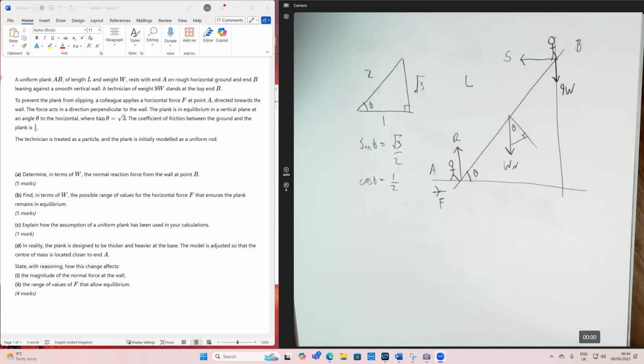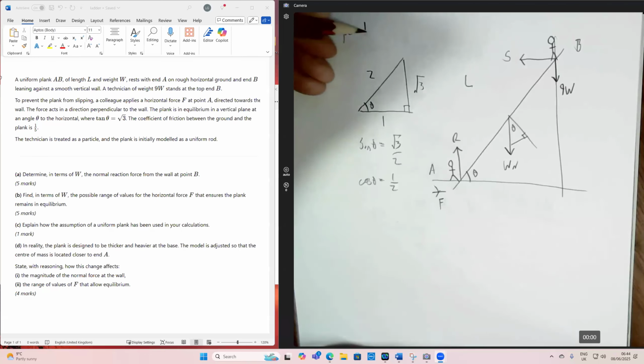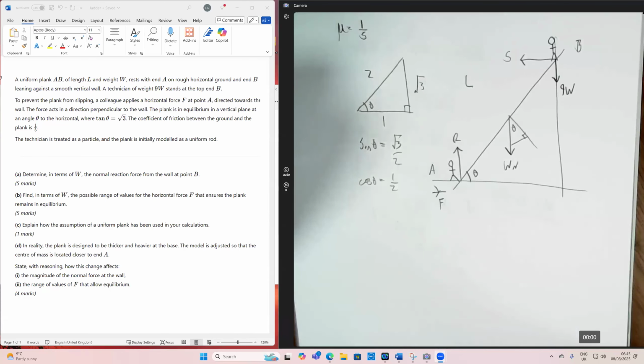Okay, perfect. The coefficient of friction between the ground and the plank is 1/5. Okay, so mu is equal to 1/5. The technician is treated as a particle and the plank is initially modeled as a uniform rod. Okay, determine in terms of W the normal reaction force from the wall at the point B.